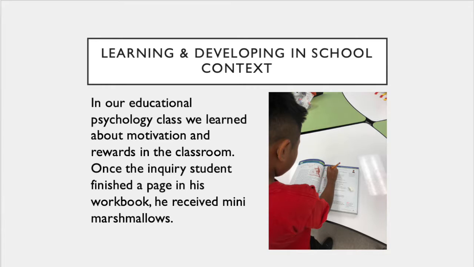For learning and developing in school context, which is our educational psychology class, we learned about motivation and rewards in the classroom. There are extrinsic rewards, in which students work for an external reward. There are also internal rewards, which have to do with motivation within the student. Once the inquiry student finished a page in his workbook, he received mini marshmallows as an external reward.